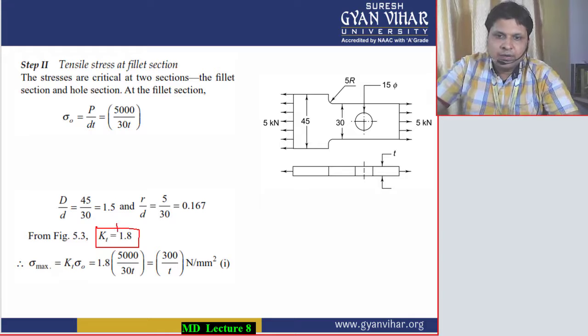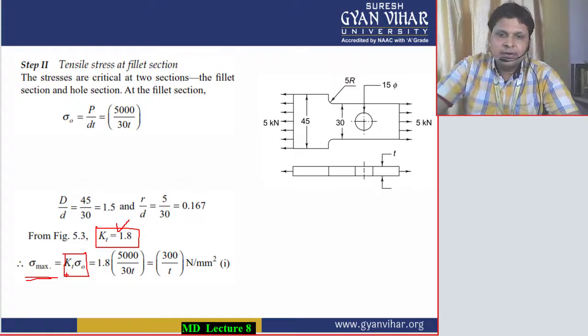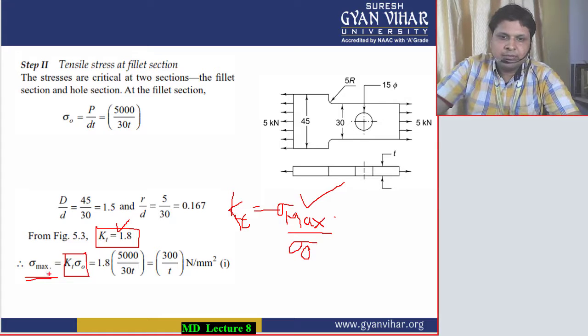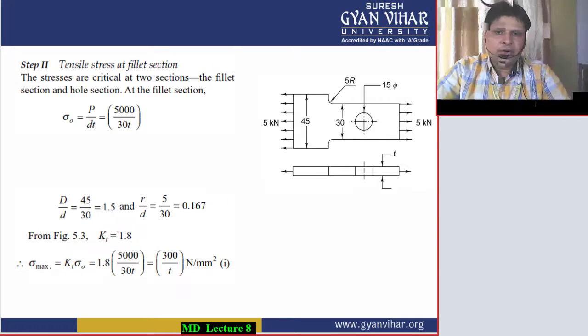Now after calculating the value of KT, what will you do? By the formula we all know that maximum stress can be obtained by multiplying KT with the nominal stress. Maximum design stress can be obtained by multiplying KT with the nominal stress. Why? Because we all know that KT is equal to the maximum stress, which is obtained at this particular area of the fillet, divided by the normal value of stress. So the normal value of stress multiplied by KT will give you the maximum stress. So maximum stress, KT into sigma naught, will give you the value.